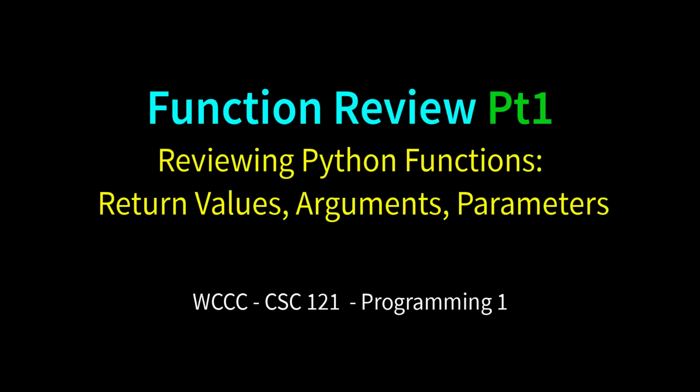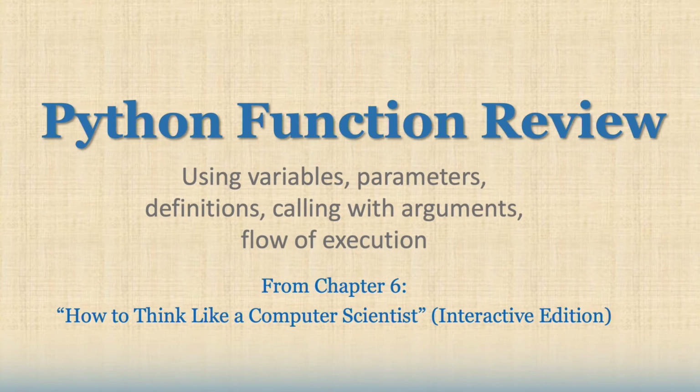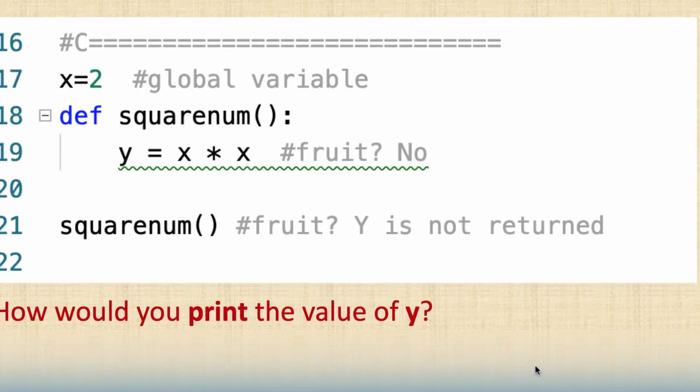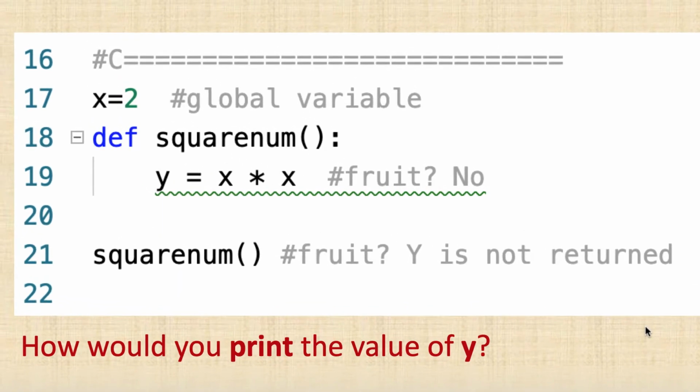Welcome to CSC 121. This is a little Python function review from Chapter 6 of How to Think Like a Computer Scientist, with just some examples to look at how functions work, how they flow, and we're going to look at the flow of execution. And here's a very simple example, much like the ones we looked at in some of our exercises, and I have little comments in here to help us.